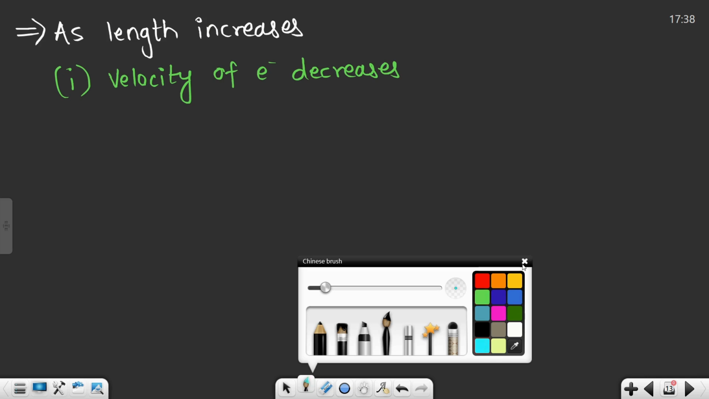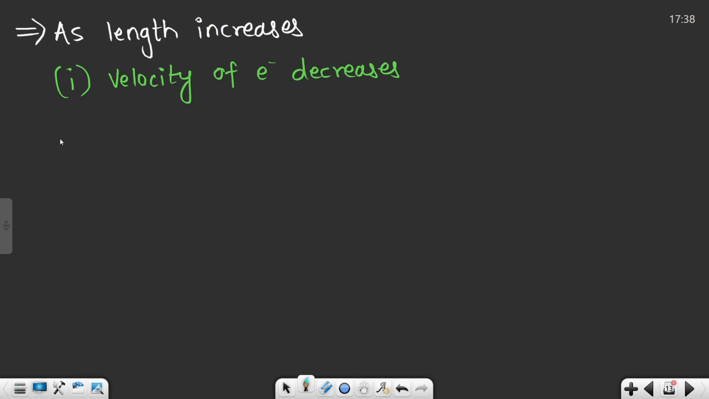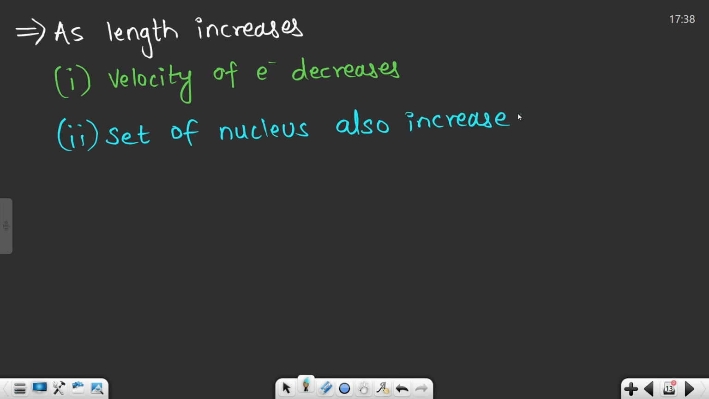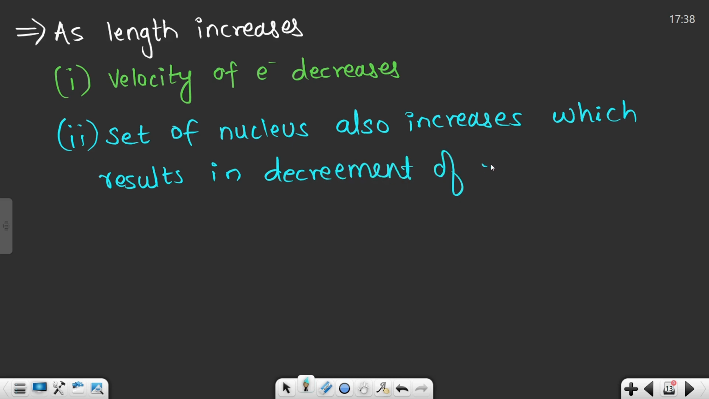And secondly, the second thing is that the set of nucleus, that means the defenders, which are acting as the defenders, also increases, which results in decrement of electron flow. Okay, in other words, you can also see this in this way.